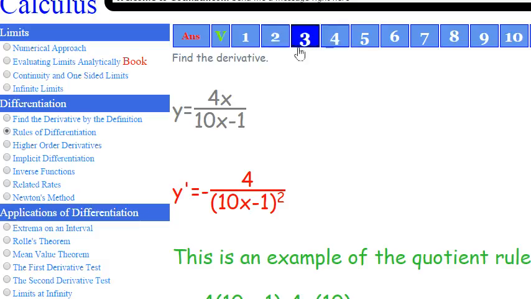And as time goes on, I'll be adding more problems to all of these sections. Alright, right now I'm just building it, so let's get it done.